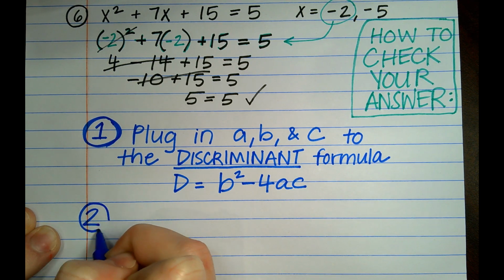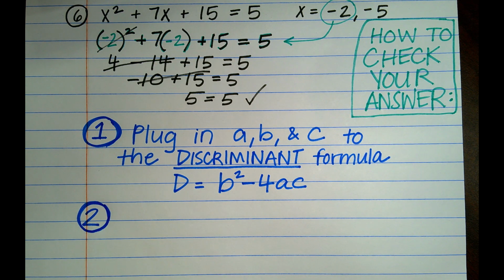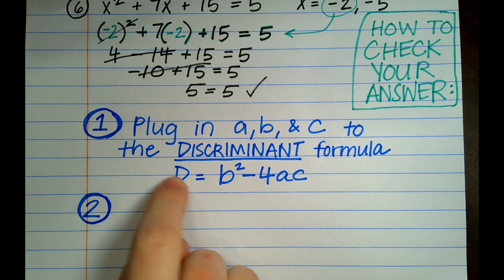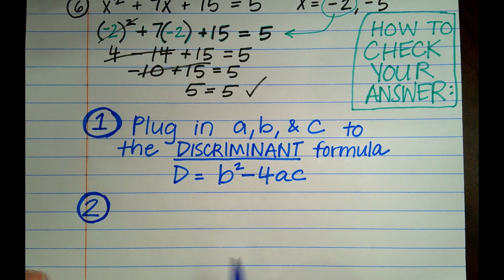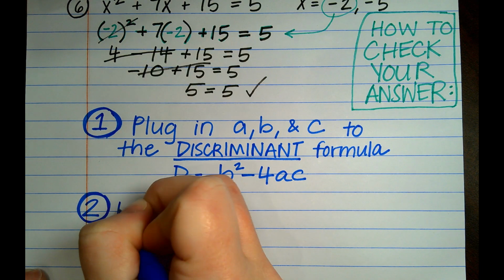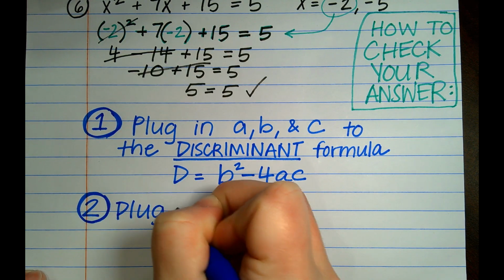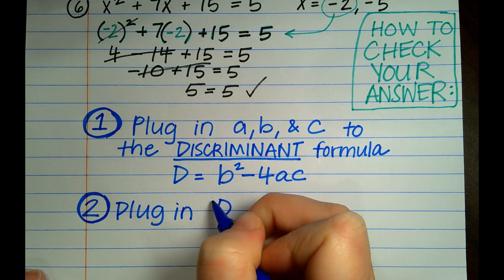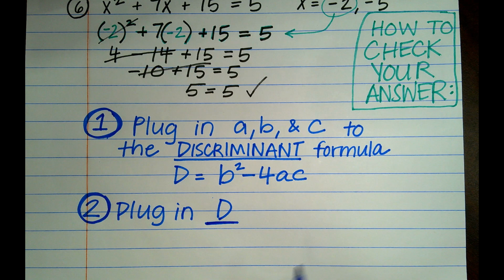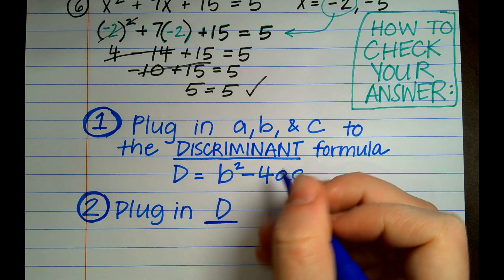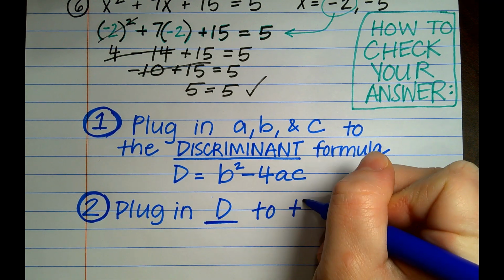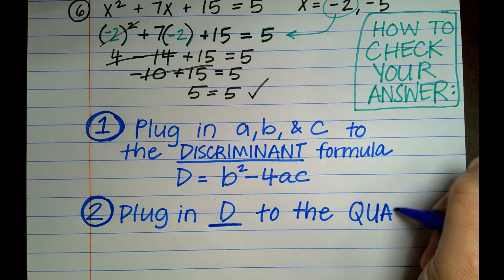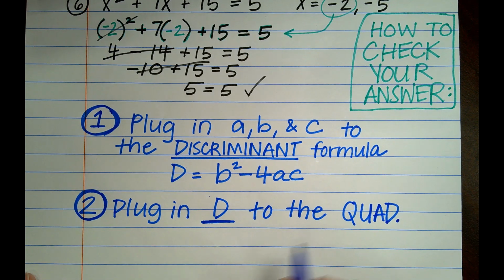And then step 2 would be to plug in whatever you found the discriminant to be, D, to the quadratic formula.